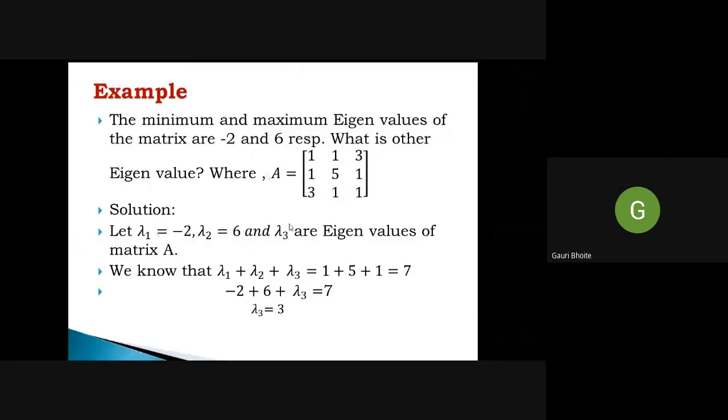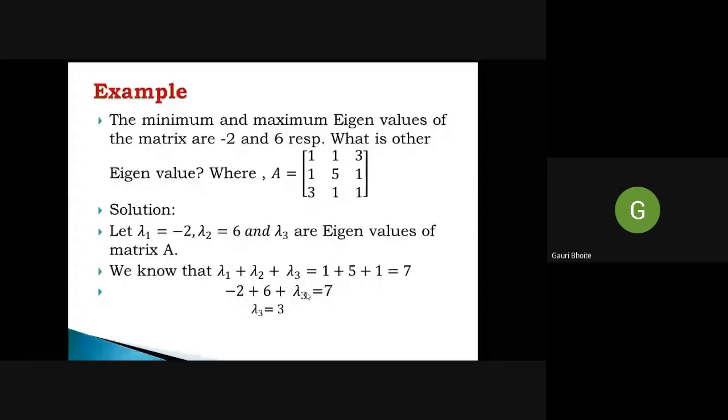But I know that the sum of all eigenvalues lambda 1, lambda 2, lambda 3 is the sum of the diagonal elements: A11 is 1, A22 is 5, A33 is 1. So it is 7. So -2 plus 6 plus lambda 3 is 7. Shift all this to the RHS. So lambda 3 is 7 minus 6 plus 2, that is 1 plus 2, it is 3.